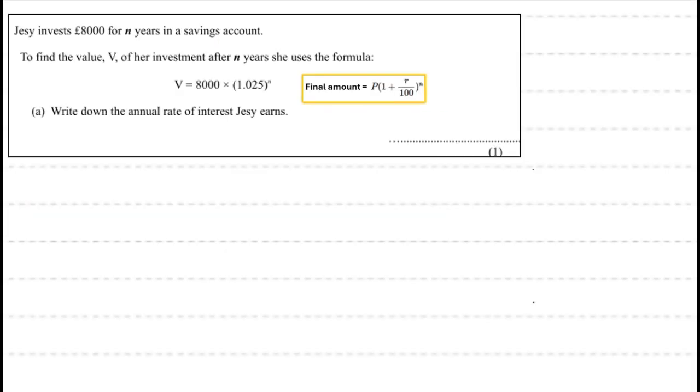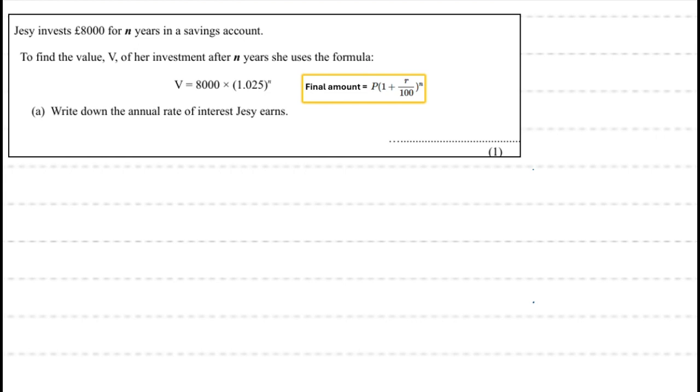Jessie invests £8,000 for n years in a savings account. To find the value V of her investment after n years, she uses the formula V, which is the final amount, is equal to 8,000 times 1.025 raised to power n. Write down the annual rate of interest that Jessie earns.